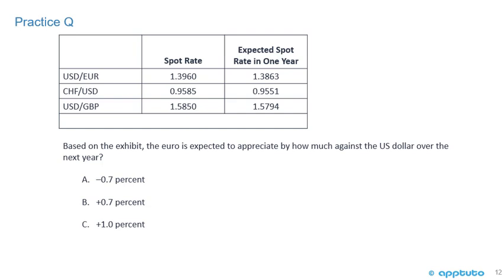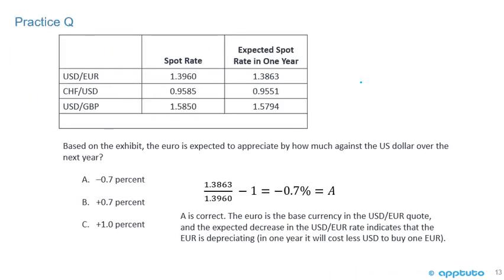So it says, based on the exhibit, the euro is expected to appreciate by how much against the US dollar over the next year. So again, in some cases, if they're giving you a lot of data and tables, one of my exam tips is skip down and read the question first so that when you go back and look at the table or the data presented, you kind of know what you're looking for, because this is looking for the euro against the US dollar. Okay, so it's appreciate, and it says expected appreciate negative 0.7%, A, B plus 0.7%, or C plus 1%.